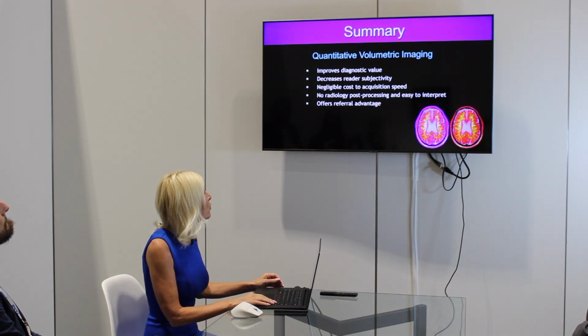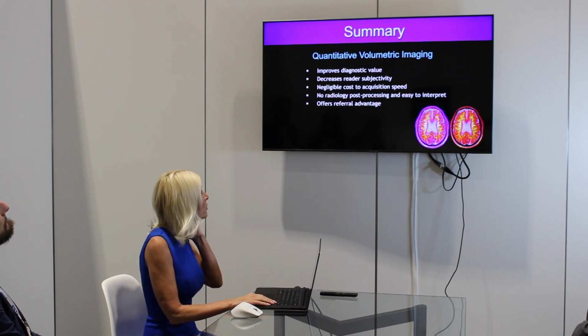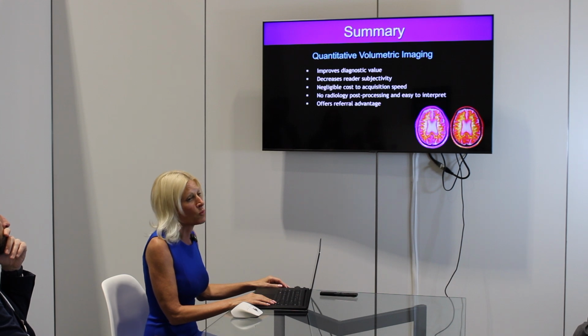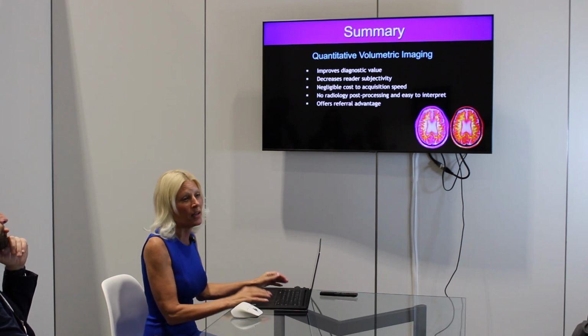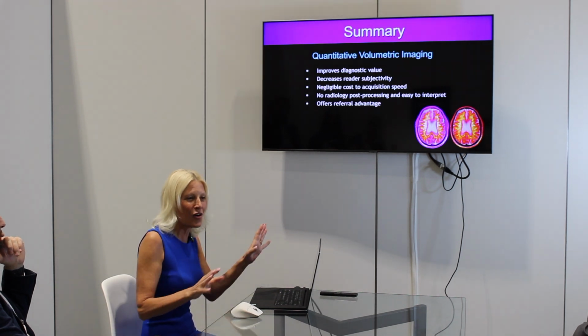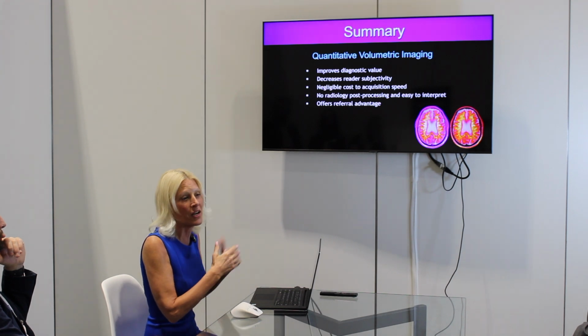But overall, it really improves diagnostic value. It decreases reader subjectivity. As we talked about, negligible cost to acquisition speed, no radiology post-processing, and very easy to interpret. And then again, offers a referral advantage. So that's kind of a quick overview of some of the products. If you come back tomorrow, you'll hear more about the brain tumor.